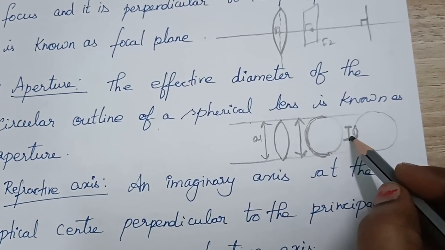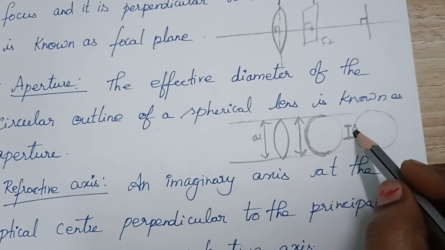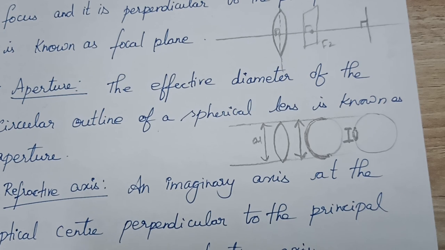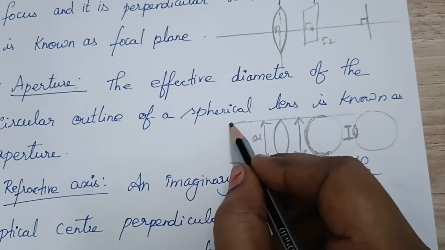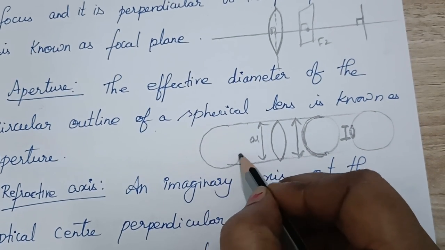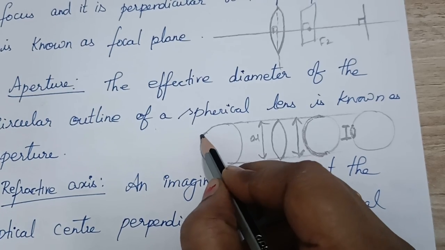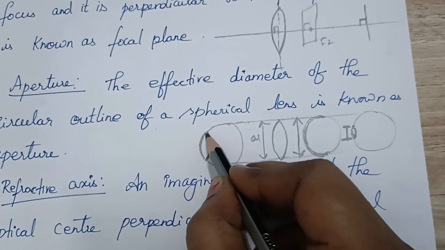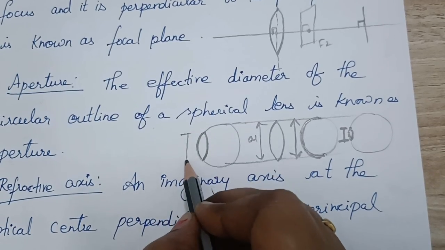This lens will have a small aperture. Usually we take lenses with small apertures only. These are the apertures. The effective diameter of the circular outline of a spherical lens is called the aperture. For example, this is a sphere, this is your lens, then this is your aperture.